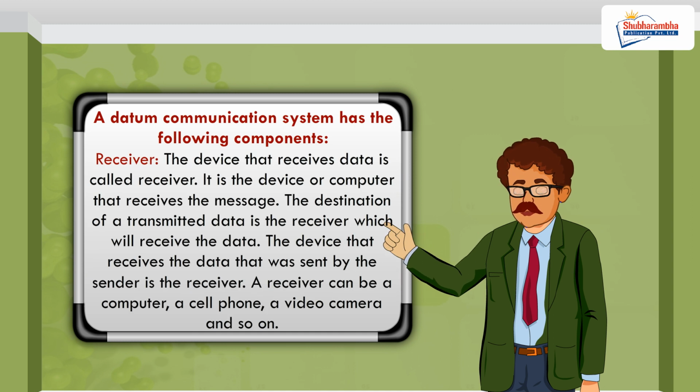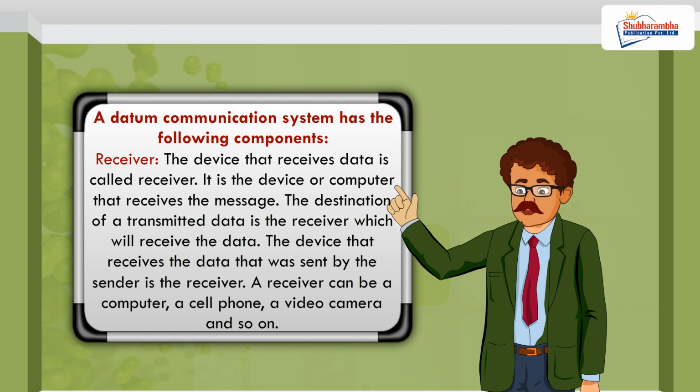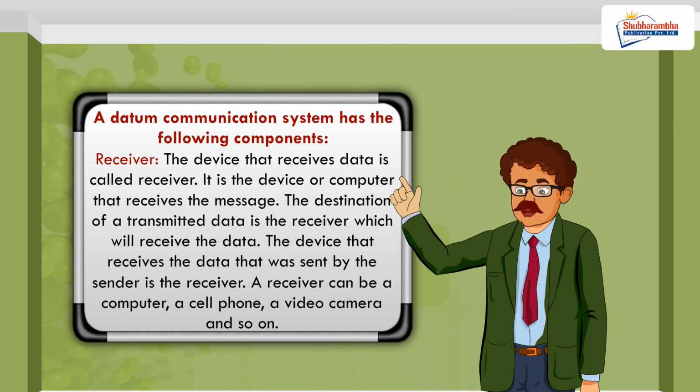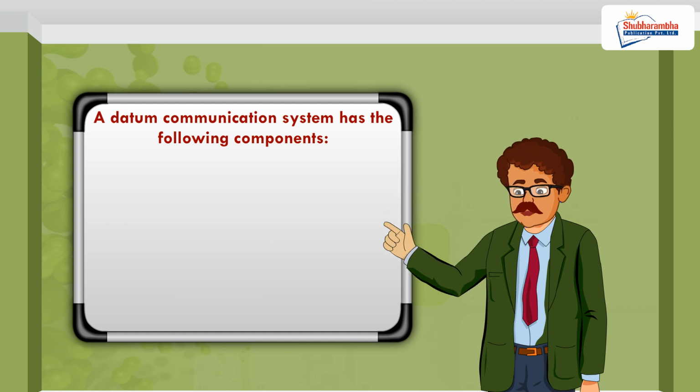Receiver. The device that receives data is called the receiver. It is the device or computer that receives the message. The destination of a transmitted data is the receiver that will receive the data. The device that receives the data that was sent by the sender is the receiver. A receiver can be a computer, a cell phone, a video camera, and so on.